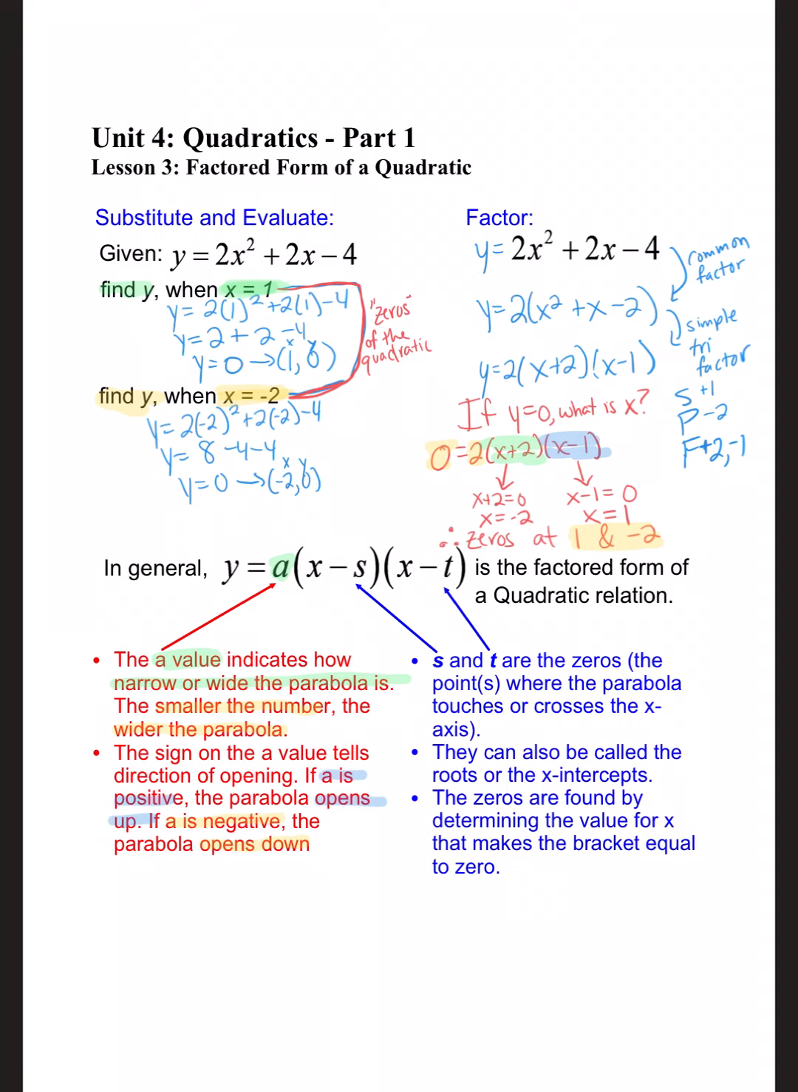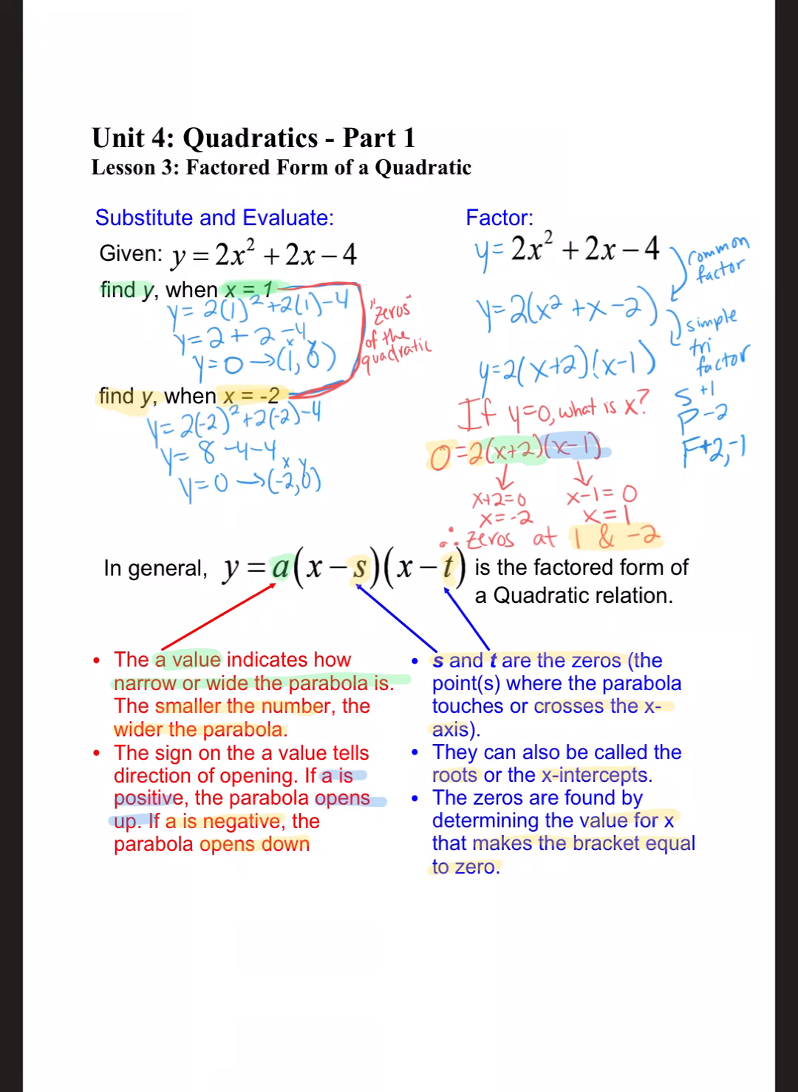The s and the t are going to represent our zeros. So we have an s and we have a t. S and t are our zeros. These are the points where the parabola touches or crosses the x-axis. They can also be called the roots or the x-intercepts. So it's lots of different words for the same thing we're representing here. The zeros are found by determining the value for x that makes the bracket equal 0. So what's the value of x that makes the bracket equal to 0? And we'll continue to play around with this.